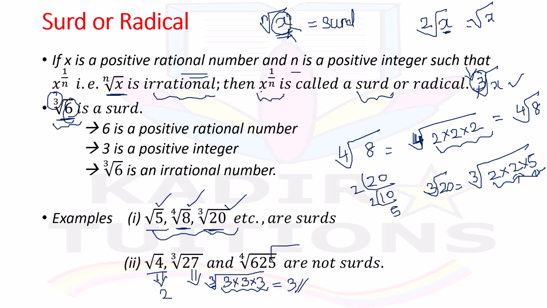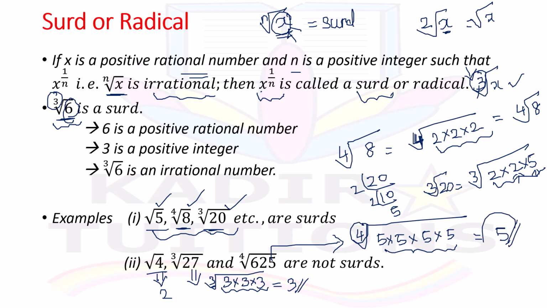And see in this question, the biquadratic root of 625. Actually, I can write 625 as 5 into 5 into 5 into 5. See, the nth value is 4, and inside the root we also have 5 repeated 4 times. So I can write the answer as 5. So this 5 is not in the form of a surd. This is known as a rational number. That's why this is not a surd.